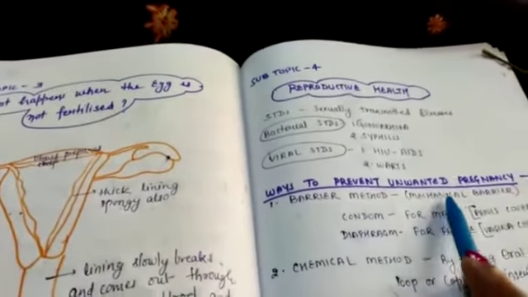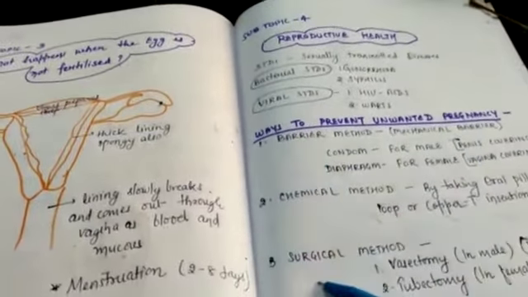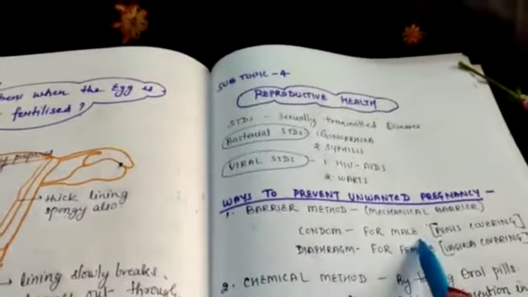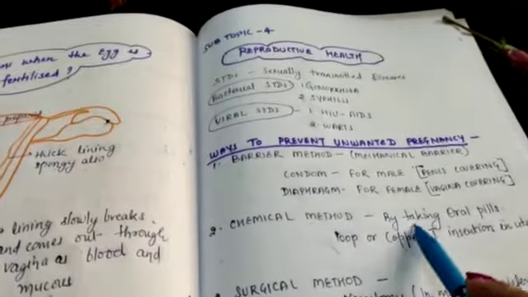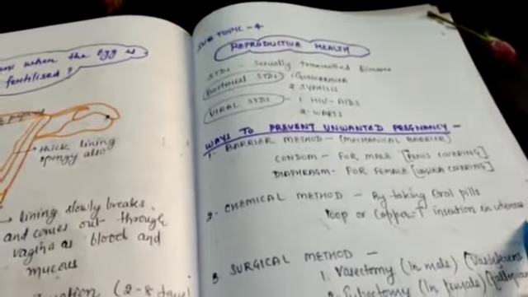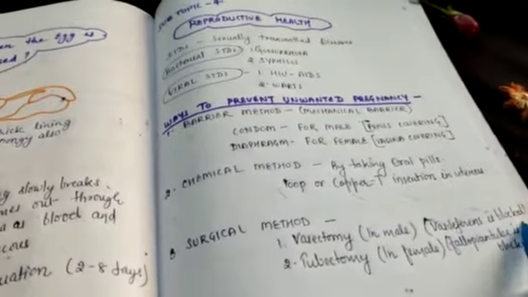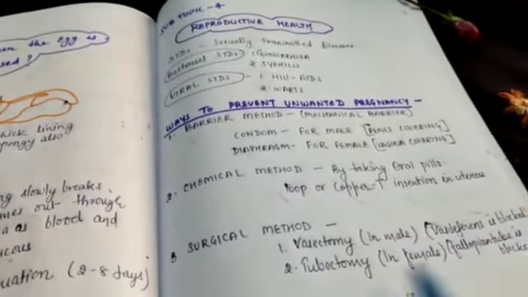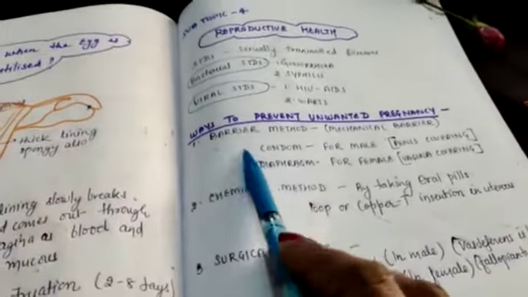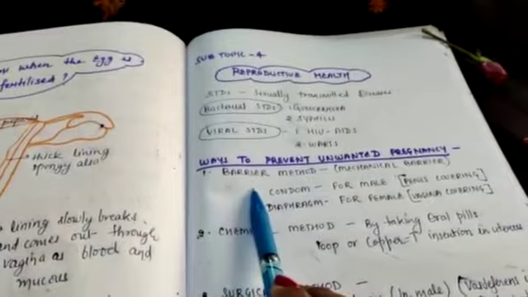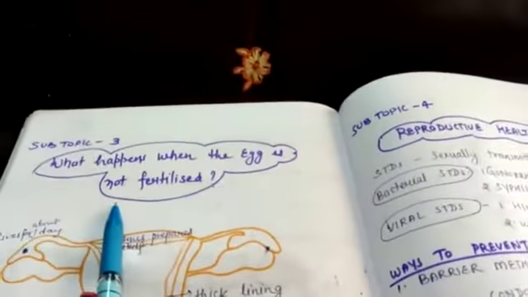Next, our topic is ways to prevent unwanted pregnancies. So here 3 methods are there. The barrier method, by using a condom and diaphragm. For male, the penis covering is known as a condom, and for female, the vaginal covering is known as a diaphragm. Then the chemical method is by taking oral pills, or a loop or copper T insertion in the uterus. And the surgical method is vasectomy and tubectomy. In the case of male, the vas deferens is blocked, as the name indicates, vasectomy. And in female, the fallopian tube is blocked by surgery, that is tubectomy. By the barrier method we can prevent STD, sexually transmitted disease, but by these 2 methods we cannot prevent sexually transmitted disease, right?